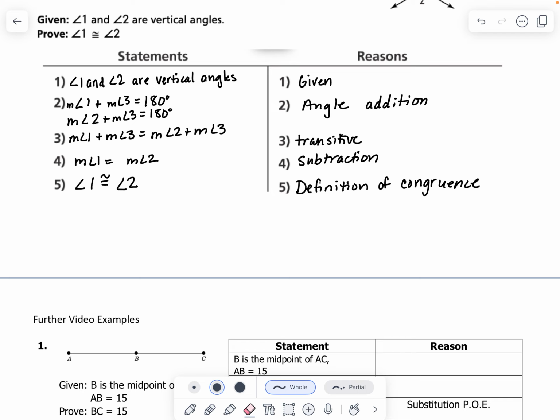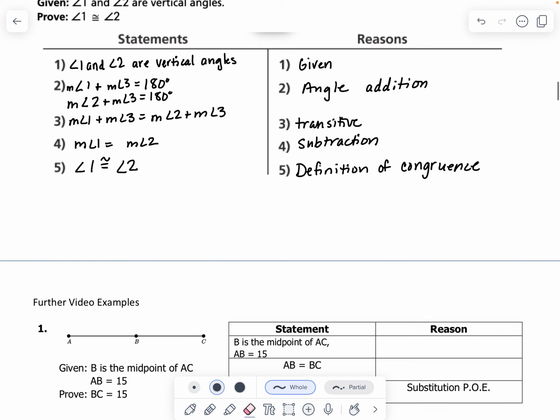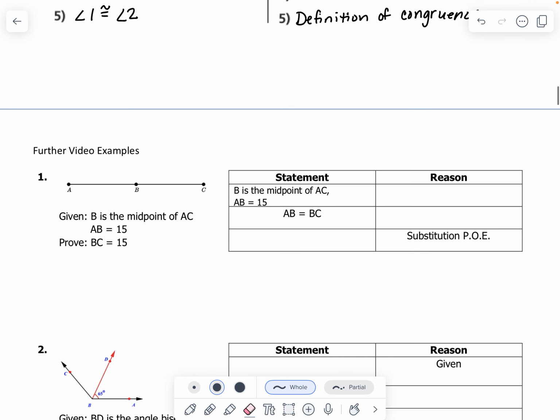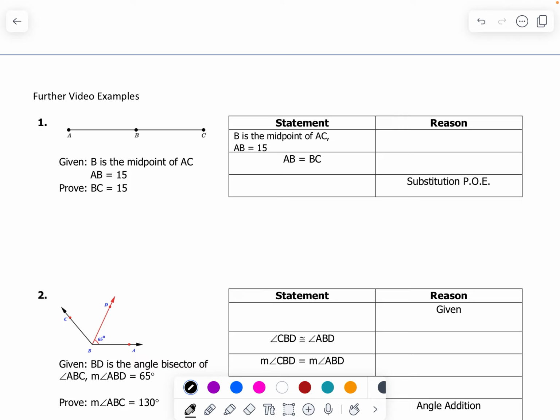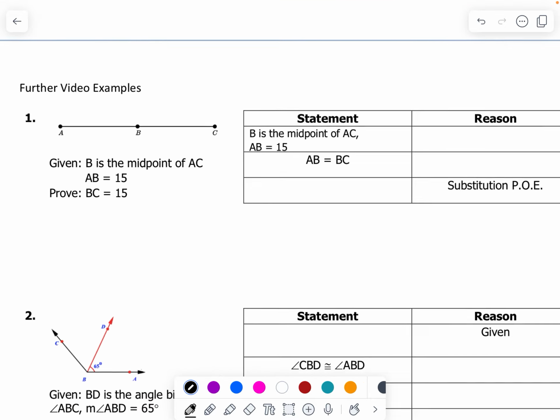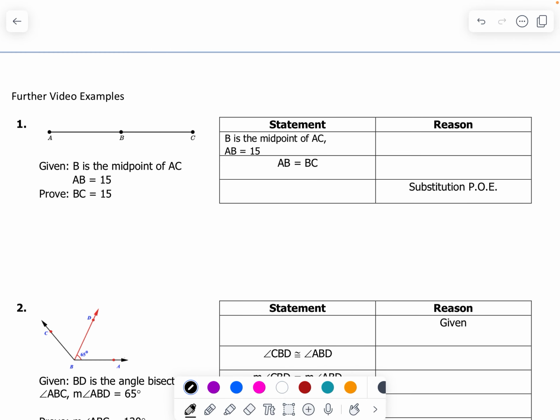Okay. Now we're going to do a couple more here. All right. Now we've got that B is the midpoint of segment AC. AB equals 15. Prove that BC is 15.